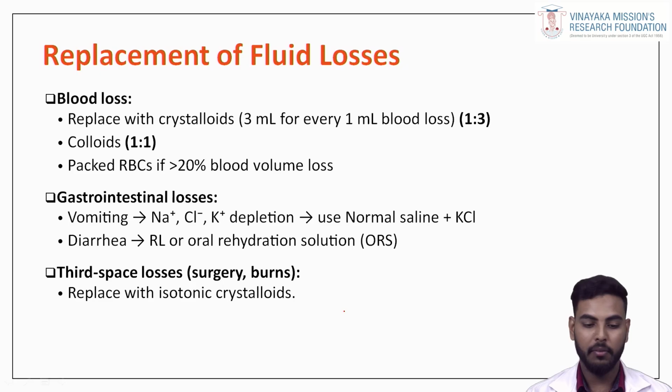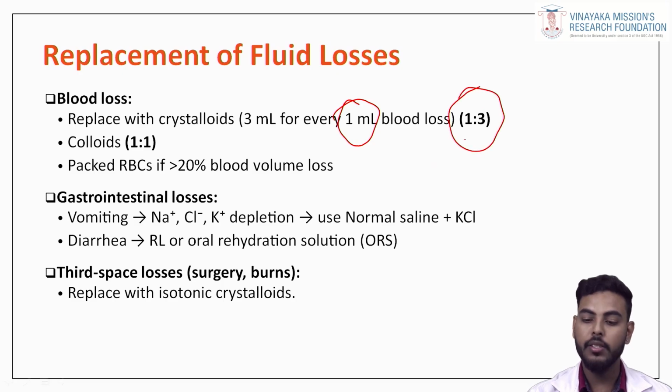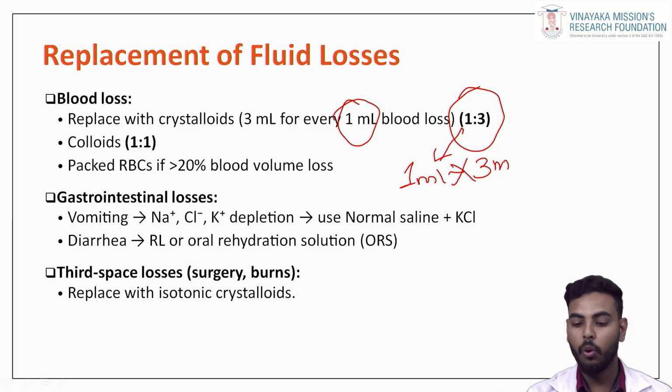As I told, first we will be moving on to the blood loss. So how to replace the blood losses? Replace with crystalloids. So how to replace that crystalloid solution? For every 1 ml of blood loss, we have to replace 3 times the crystalloid solution. So the ratio is called 1:3. Whenever we have 1 ml of blood loss, we will be giving 3 times of crystalloid solutions. Okay, more than 3.